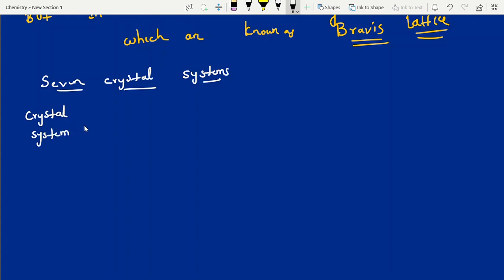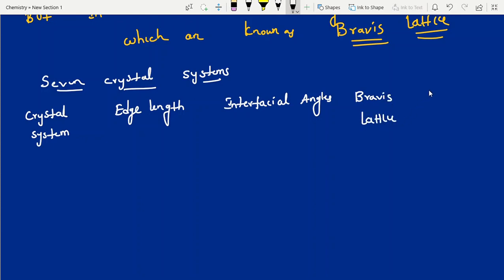Now next one, edge length. Next one, interfacial angle. Next, Bravais lattice. And the last column, example. All competitive points I'm covering here. At board level you may expect some questions, but for competitive exams it plays a very important role. Okay, students, now let me draw the structure.